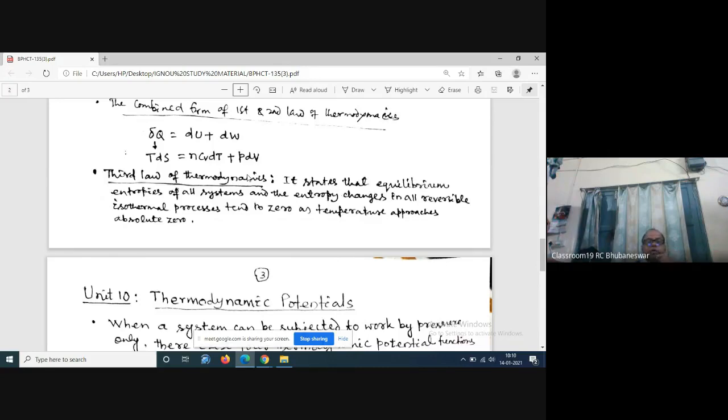So the third law of thermodynamics states that the equilibrium entropies of all systems and the entropy changes in all reversible isothermal processes tend to 0. Then entropy tends to 0 as temperature approaches absolute 0. This is the third law of thermodynamics.